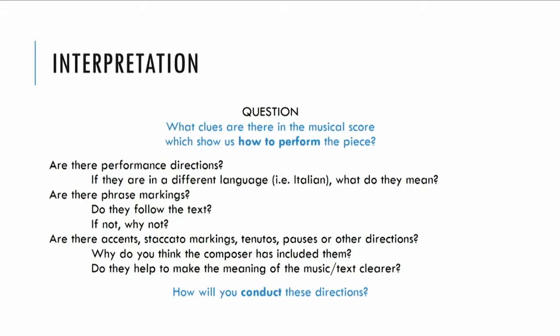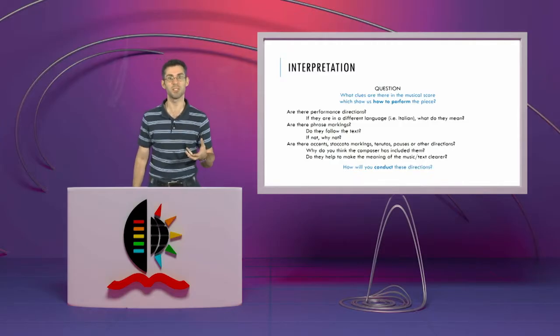Now, to the interpretation. A question we may ask is, what clues are there in the musical score which show us how to perform this piece? So, related questions are there performance directions? These are things like, is it loud? Is it soft? Does it slow down at any time? Does it get faster? Must it rest for a while? Are some of the parts stronger than other parts? Are some of the parts meant to be softer? Are some of them meant to give special sound effects?